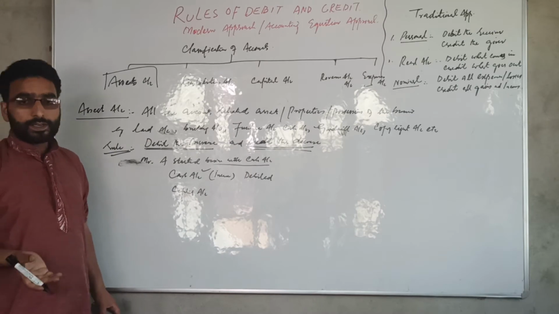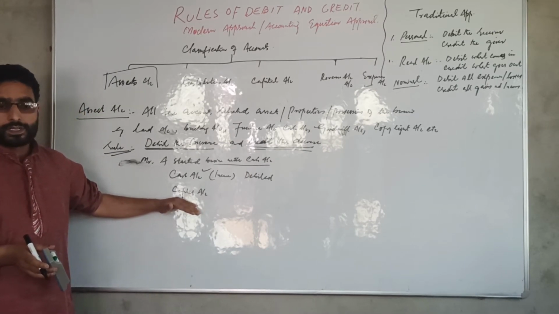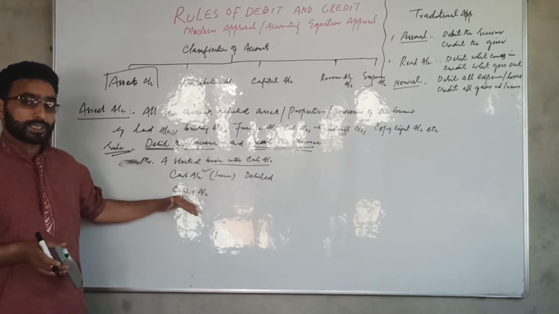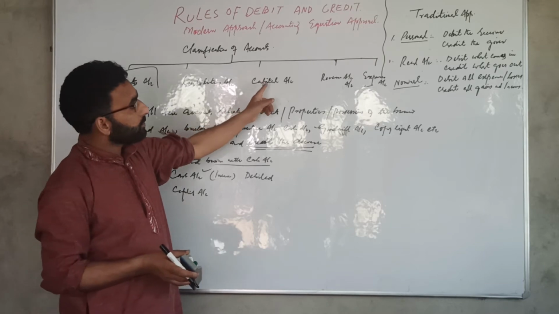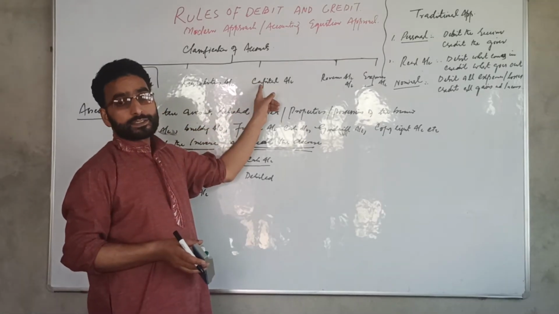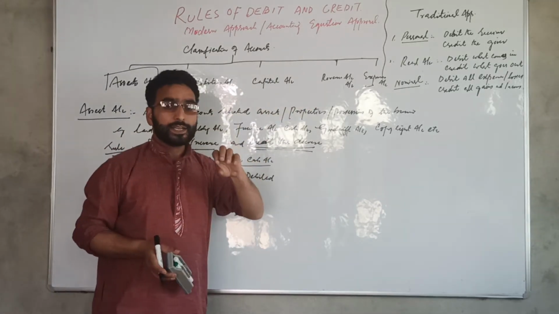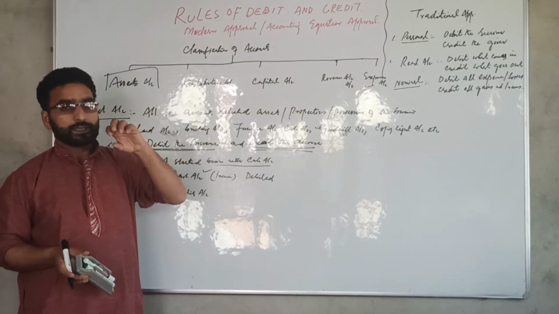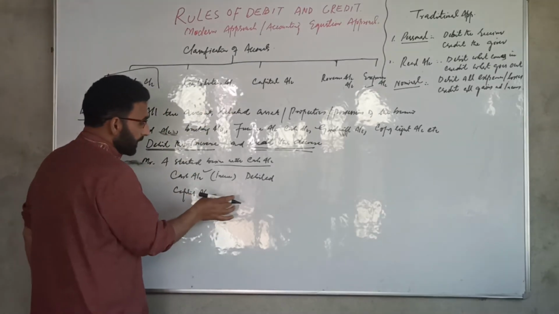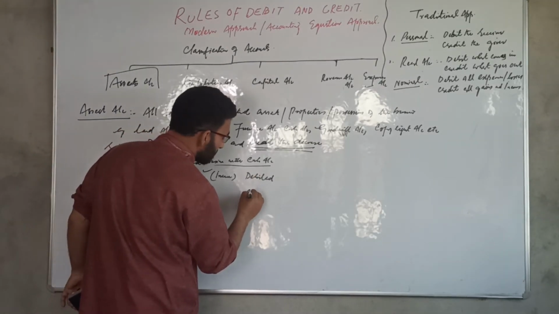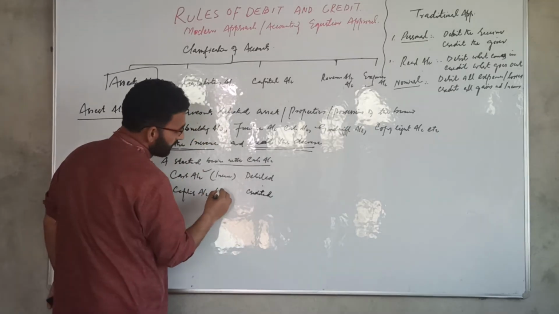And at the same time, capital increases. Capital is the other account. For liabilities, capital, and revenue, we have the rule: debit the decrease and credit the increase. So the capital also increases, and the capital account is credited, as there is an increase in capital.